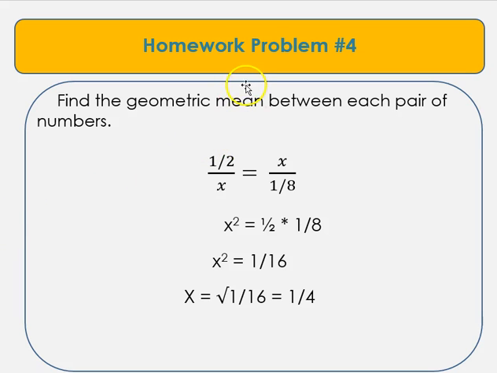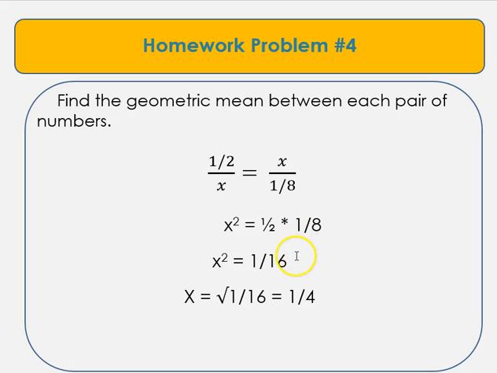Now your homework, here's an example of one of the problems. It just says find the geometric mean between each pair of numbers. So you're not concerned with what parts of the triangles they are. You just have the geometric mean of x. They had numbers 1/2 and 1/8. So x times x is x squared. 1/2 times 1/8 is 1/16. And to solve for x, you have to take the square root of 1/16, and that will be 1/4.